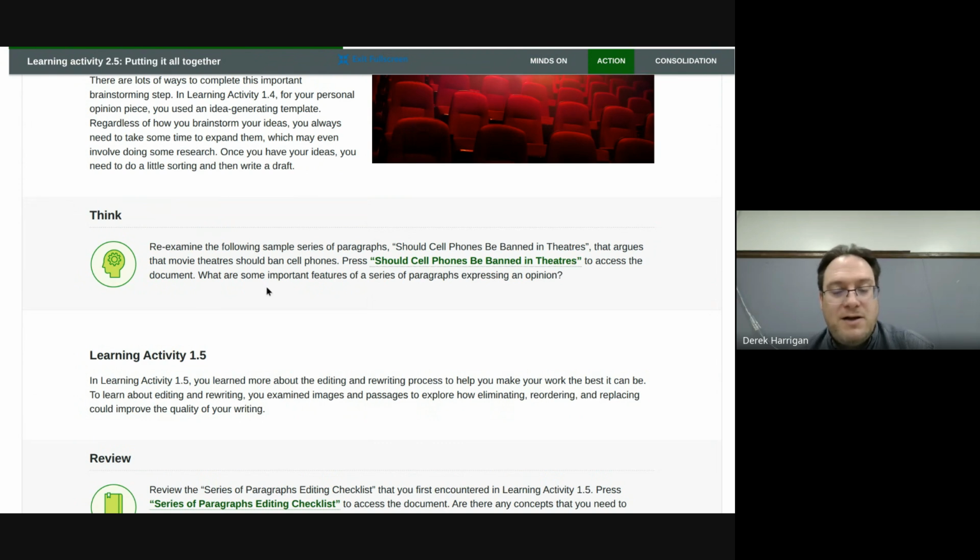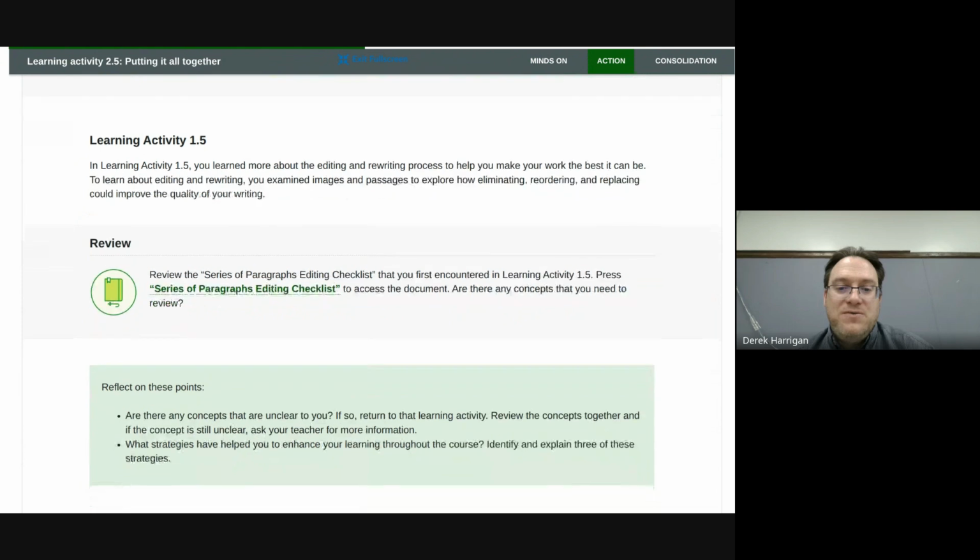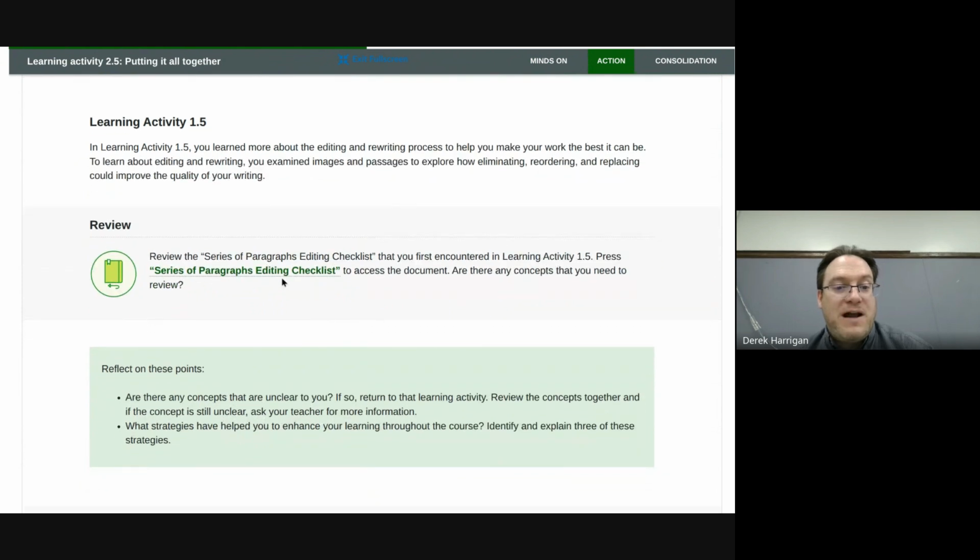This was an article, or a series of paragraphs that we previously looked at. And it's going to ask you to review it again and to consider the important features of a series of paragraphs expressing an opinion. And then last but not least, in Unit 1, we had Unit 1 Activity 5, and that was about editing and rewriting. So it's going to ask you to, again, go over your series of paragraphs editing checklist, and to make sure that you understand the concept of editing and revising.